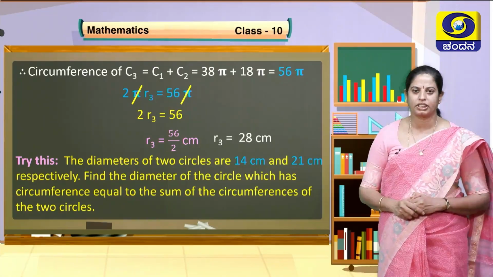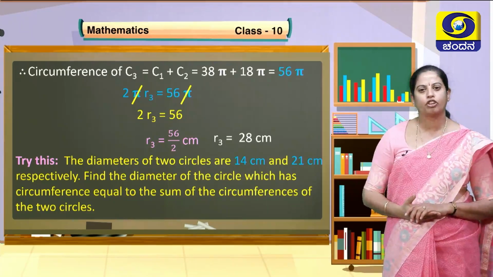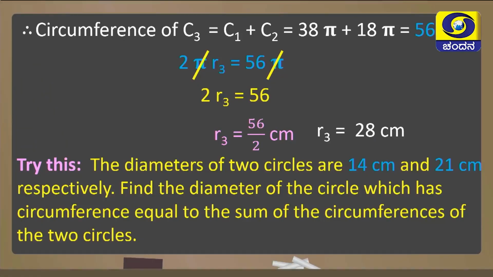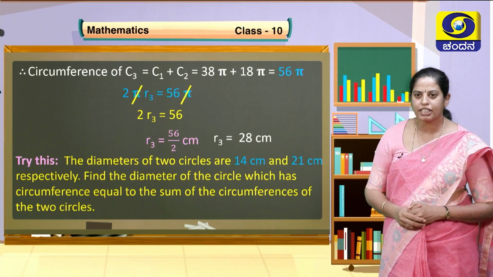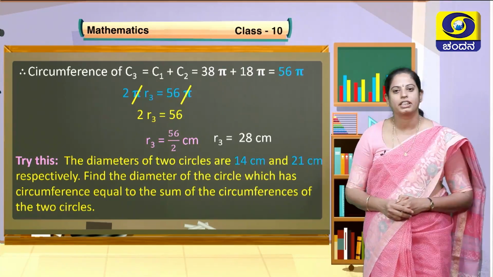Now I am going to give you one more problem. You try this problem, children. Take down the problem. The diameters of two circles are 14 centimeter and 21 centimeter respectively. Find the diameter of the circle which has circumference equal to the sum of the circumferences of the two circles. The question is the same as the previous one, but there the radius was given. Here they have given the diameters. So try this on your own. If you find any difficulty, please feel free to ask your teachers, children.